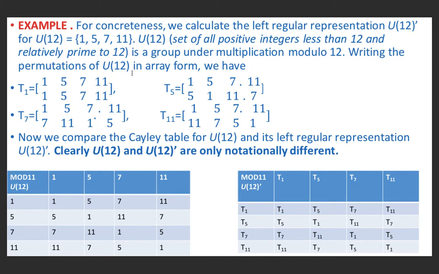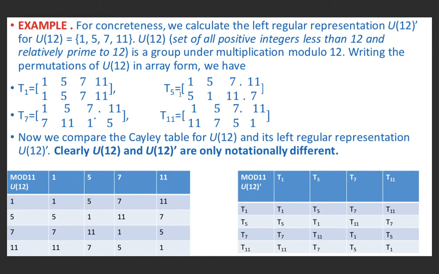Writing the permutations of U12 in array form, we have T1 equal to: in the first row I have 1, 5, 7, 11. If we operate 1 with the elements of the first row, remember the operation is multiplication modulo 12, so 1 star 1 is 1, 1 star 5 is 5, 1 star 7 is 7, and 1 star 11 is 11.